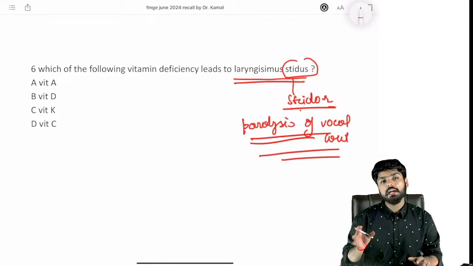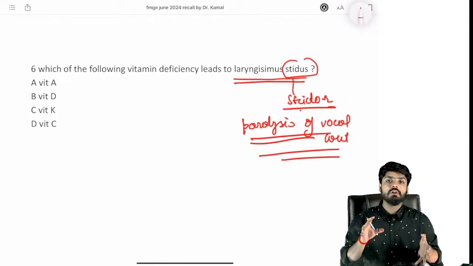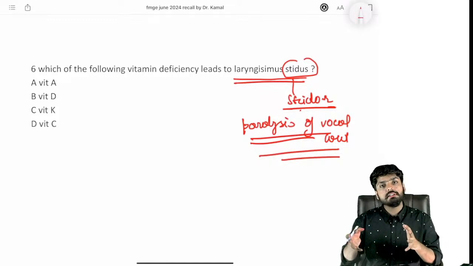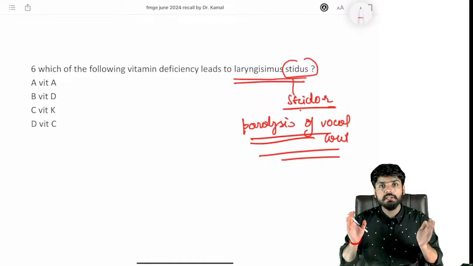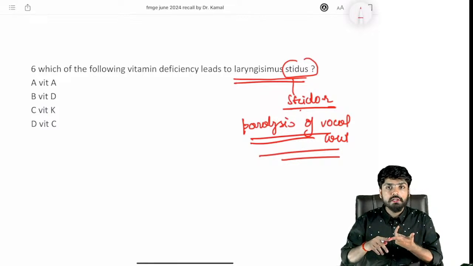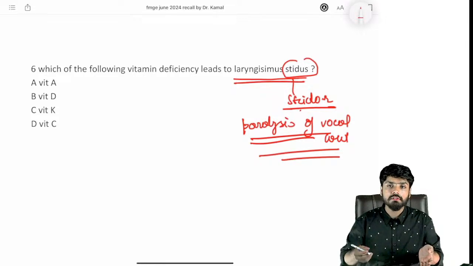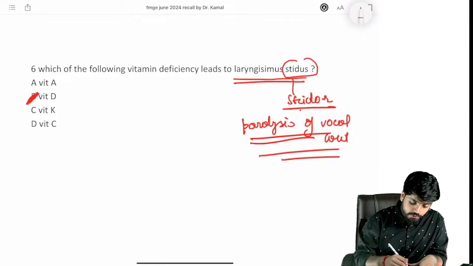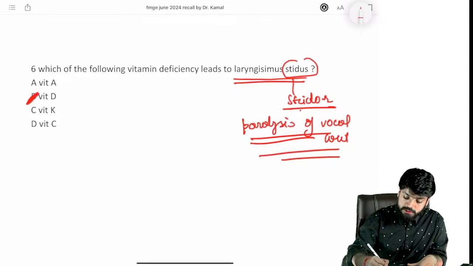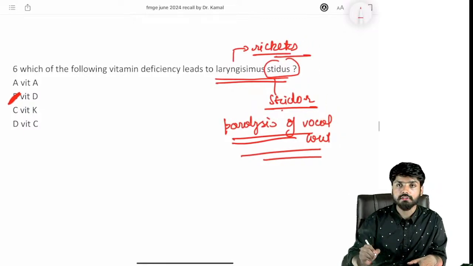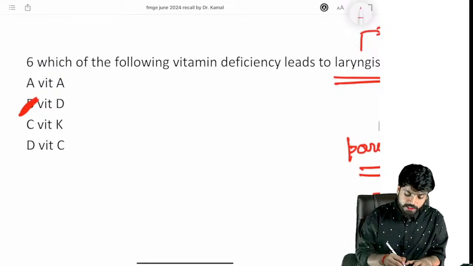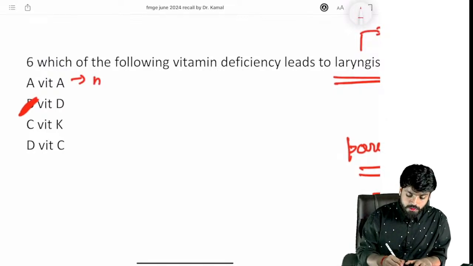Any kind of paralysis or spasm or tetany of muscles is related to calcium. For calcium we specifically need vitamin D. Either it be the carpopedal syndrome, tetany of hands, or be it laryngismus stridus, we can simply tell it about vitamin D. Laryngismus stridus is seen in rickets patient. Other than that, vitamin A, we all know nyctalopia is seen.